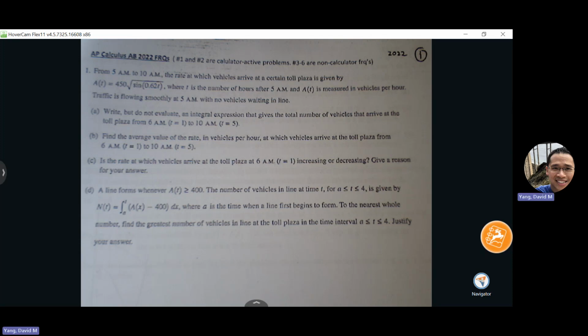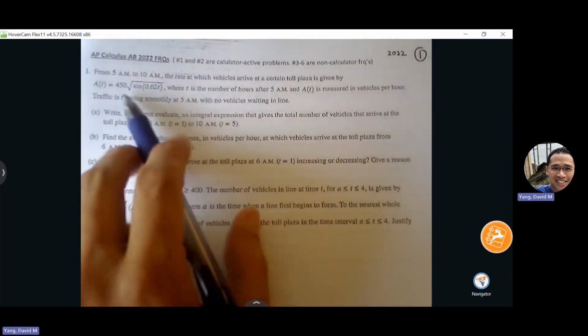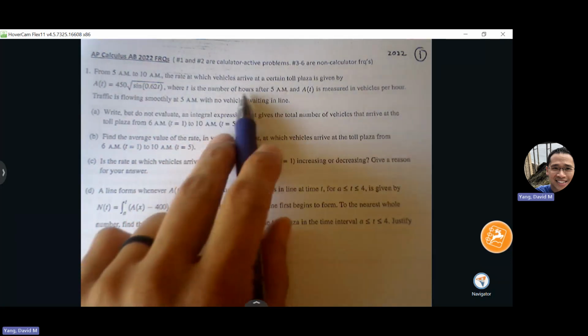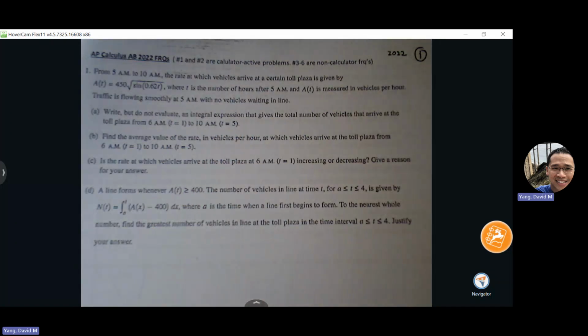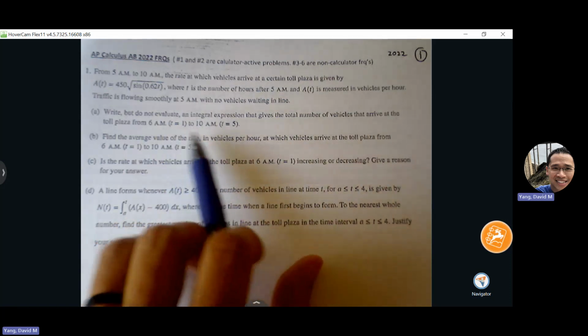Okay, so from 5 a.m. to 10 a.m., the rate at which a vehicle arrives at a certain toll plaza is given by A of t. This is a rate, keep that in mind, where t is the number of hours after 5 a.m. and A of t is measured in vehicles per hour. Traffic is flowing smoothly at 5 a.m. with no vehicles waiting in line. Write but do not evaluate an integral that gives the total number of vehicles that arrive in the toll plaza from 6 a.m. to 10 a.m.